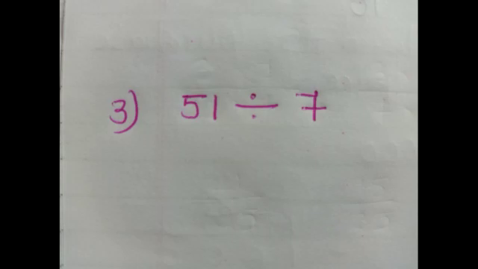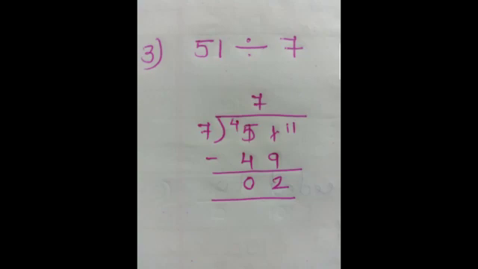Now let us do the division. Students, you can see how it is being solved. 51 divided by 7. 7 sevens are 49, so we have to do the subtraction. We begin from the units place. It is 1 minus 9, so you cannot subtract 9 from 1. So you have to borrow, right?